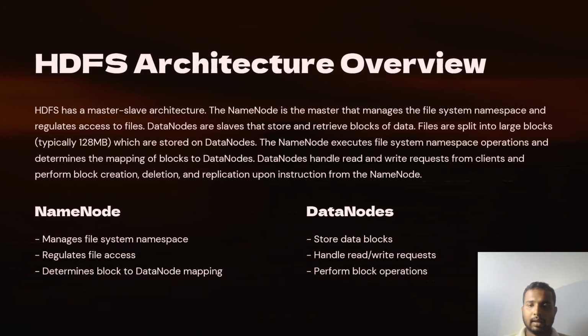Data nodes handle read and write requests from clients and perform block creation, deletion, and replication upon instruction from the name node. Name node and the data nodes. The name node manages the file system namespace, and it also regulates file access. The name node determines the block to data node mapping. Data node stores data blocks, handles read and write requests, and performs block operations.